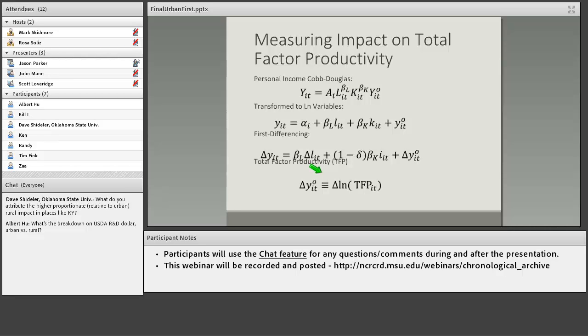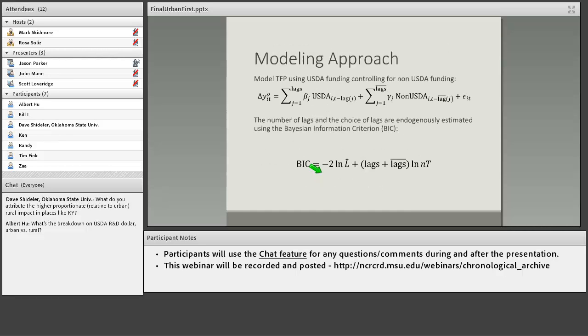So that's what we were left with, total factor productivity, and we used that as the variable we were modeling. We modeled total factor productivity using both USDA funding and non-USDA funding. So that's the overall setup of the model, thinking about both of those two types of R&D and their effect on personal income. We included non-USDA funding to make sure that USDA funding wasn't correlated with any other agencies that could cause bias in our results.